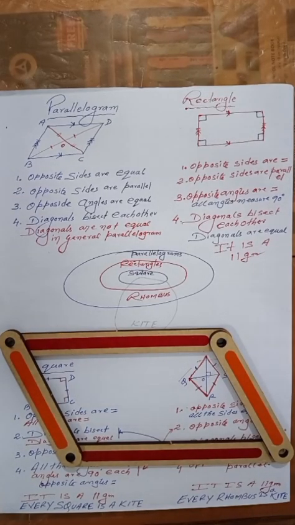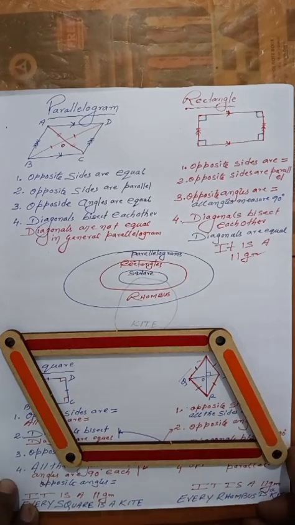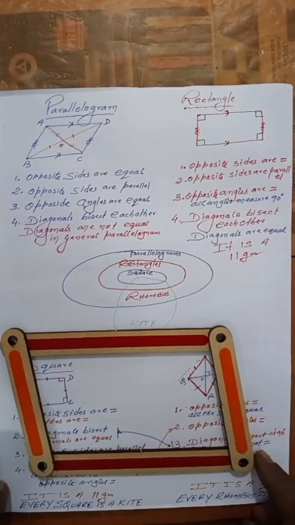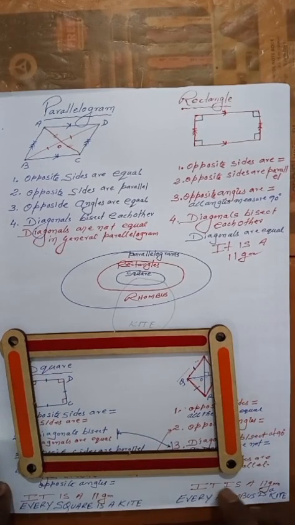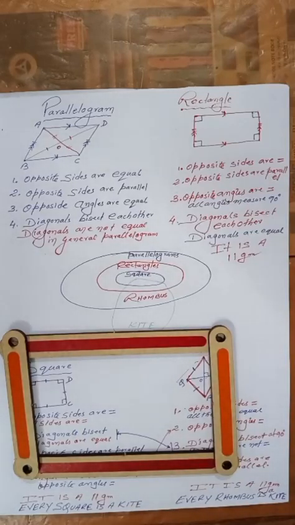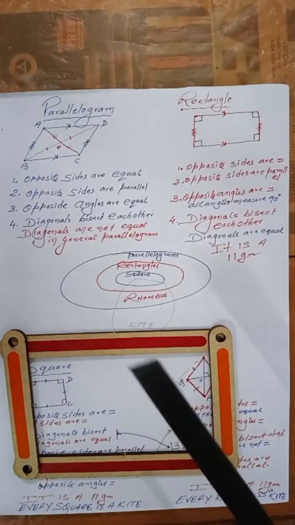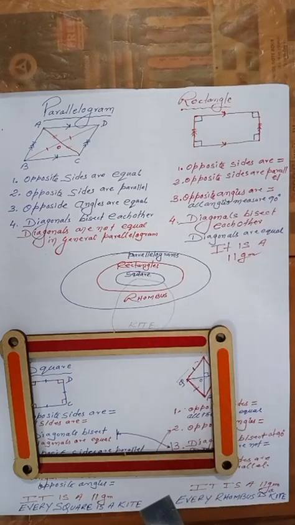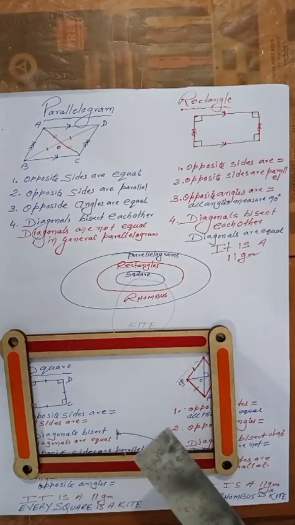Clear? Now you see from here we can make a rectangle. That's what I'm trying to do. You see here, from the parallelogram I made a rectangle. Now in this rectangle you can see opposite sides are equal. It is the same stick only that I am using, so the opposite sides are equal. Clear? There is no confusion.